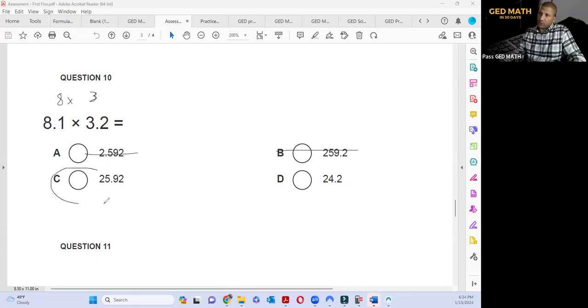So we know the answer is 25.92 without doing any work at all. This is a common thing that you will see on the exam as one of the first 5. Okay, so you want to start the exam strong.